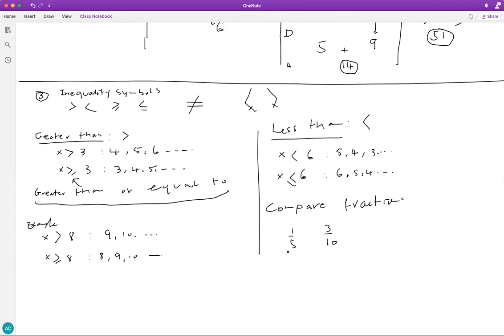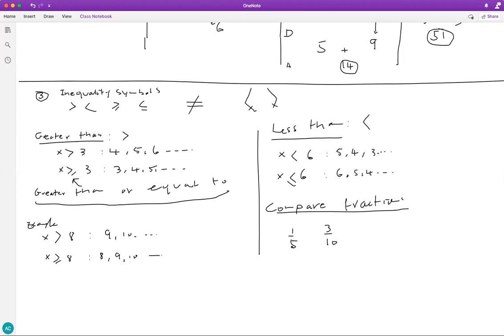So when you see fractions like this, it's not easy to compare. You can't just look at this 1 and 3 and decide. Instead, we need to turn them into new fractions with the same denominator. We're going to try to find an LCD, then make these into new fractions with the same LCD. Once we have the same denominator, we can just look at the numerator to compare fractions.